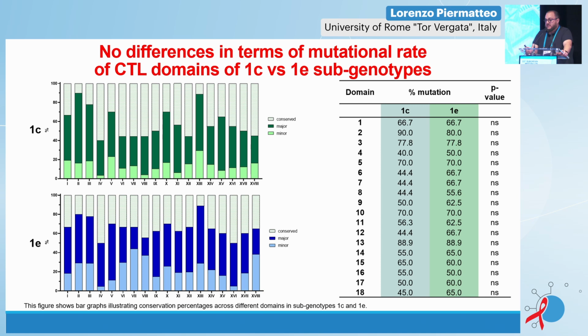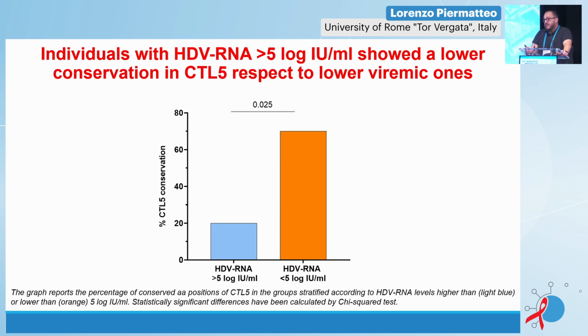But if we stratify the individuals according to viral load, we observe that individuals with a viremia higher than 5 log show lower conservation in CTL number 5, suggesting how a higher genetic variability can hamper the activity of the immune system in recognizing the virus, and in turn can promote the viral fitness.